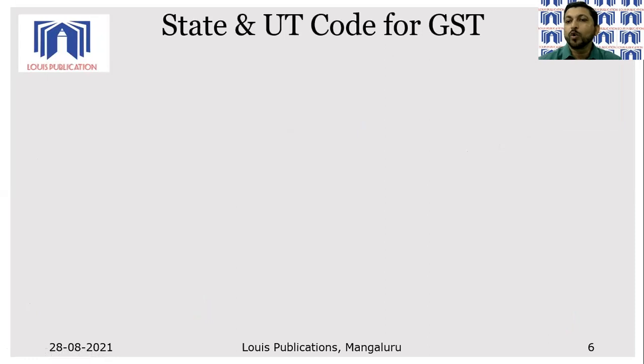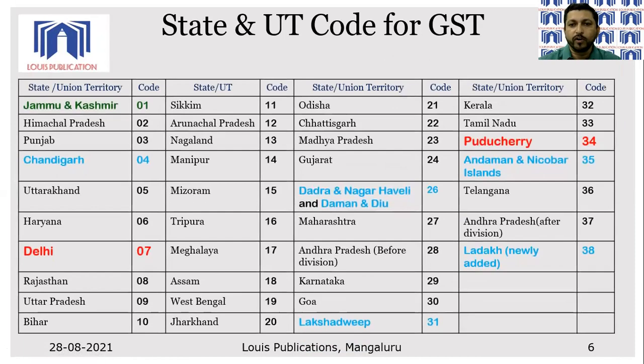Let's look at the code numbers now. The state and union territory code for GST. So Jammu and Kashmir, specially marked in green, though it is a state, but it is now treated as a union territory until the government in J&K is formed. Then all the letters or numbers that you see in blue, we have Chandigarh here, Dadra and Nagar Haveli and Daman and Diu, we have Lakshadweep here, we have Andaman and Nicobar Islands, we have the Ladakh, newly added one. All these numbers, 04 for Chandigarh, 26 for Dadra and Nagar Haveli, 31 for Lakshadweep, 35 for Andaman and Nicobar Islands, and 38 for Ladakh. This is the Union Territory Code.